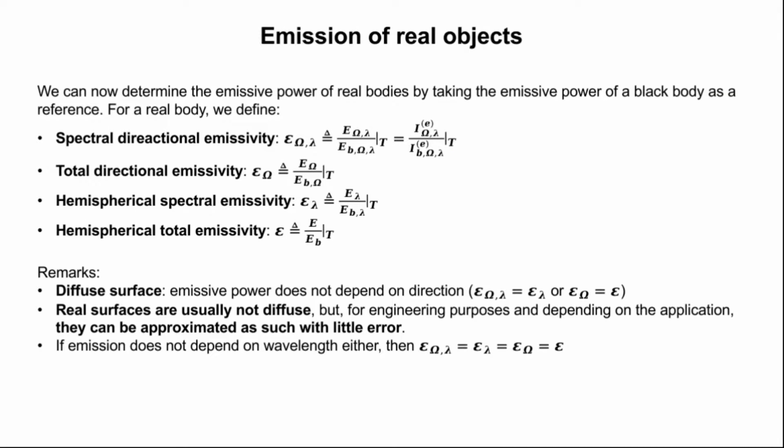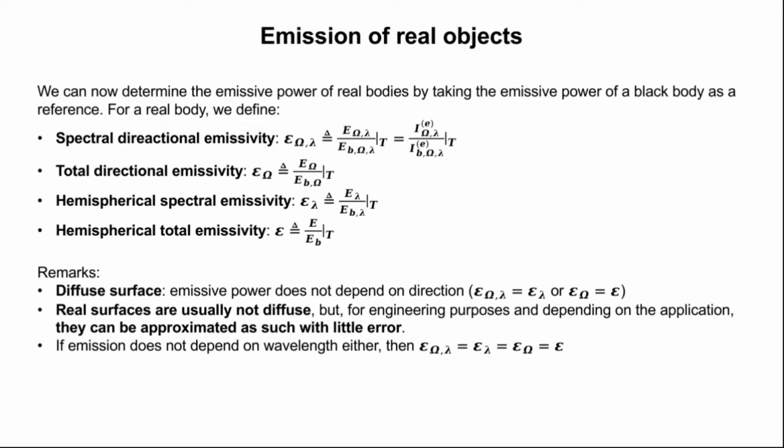We can now determine the emissive power of real bodies by taking the emissive power of a black body as a reference. For a real body, we define spectral directional emissivity as the ratio of the spectral directional emissive power of a body and that of a black body at the same temperature. Similarly, the total directional emissivity, the hemispherical spectral emissivity, and the hemispherical total emissivity can be defined considering their respective emissive powers. Let's look at some particular cases.